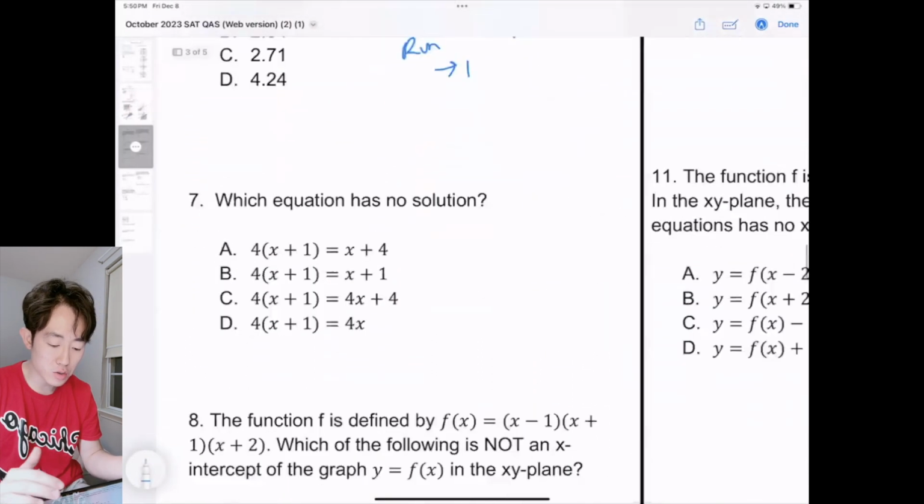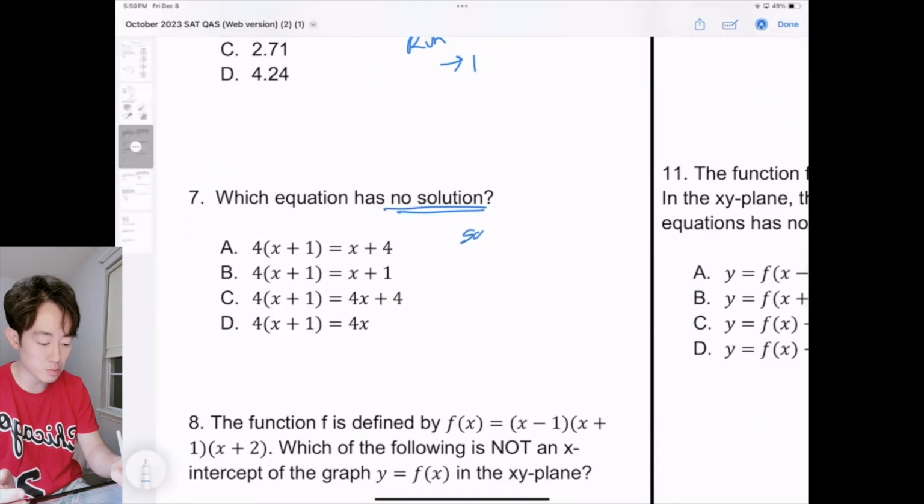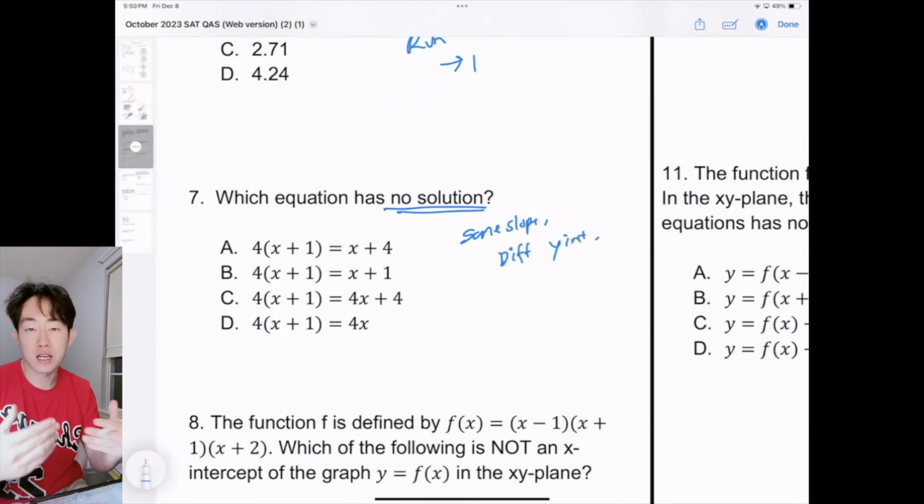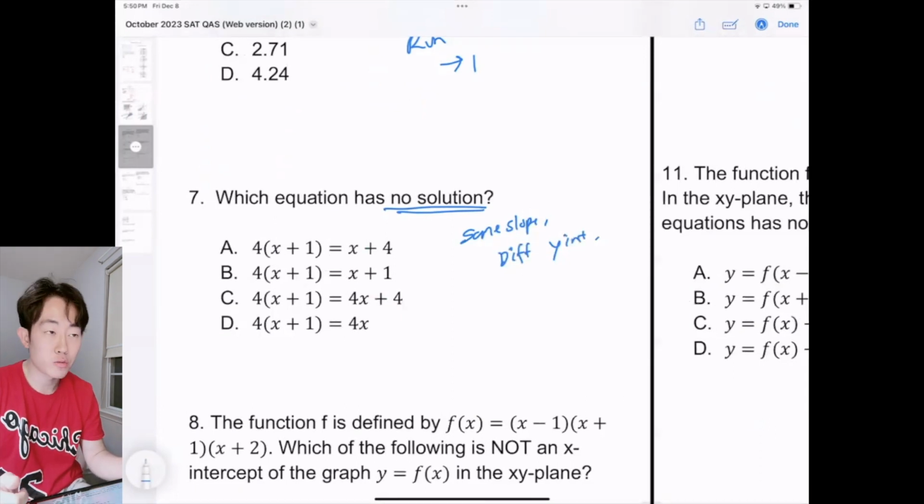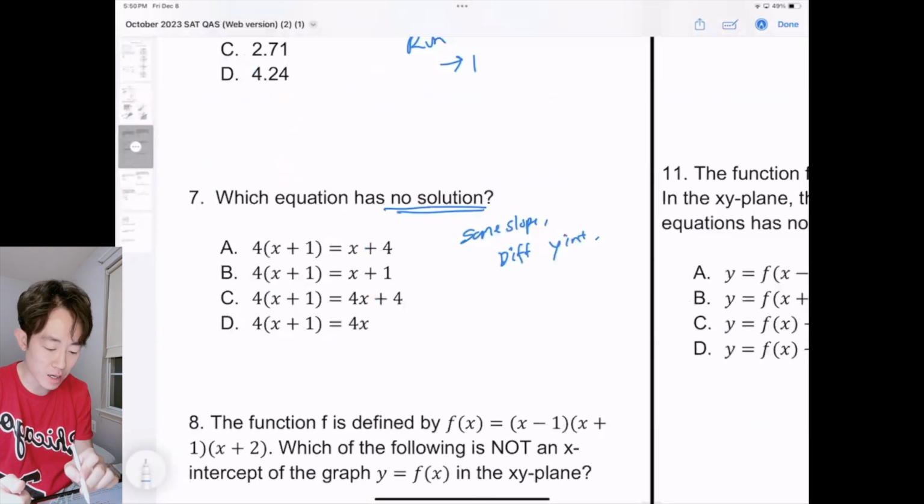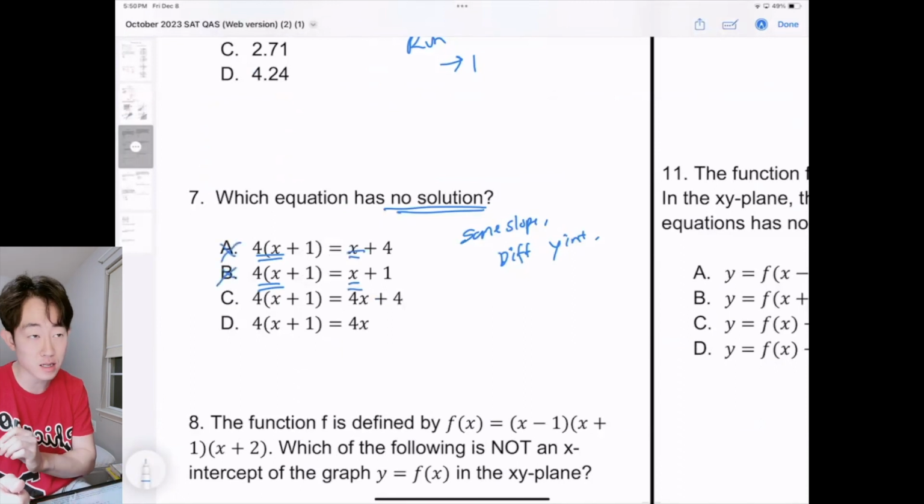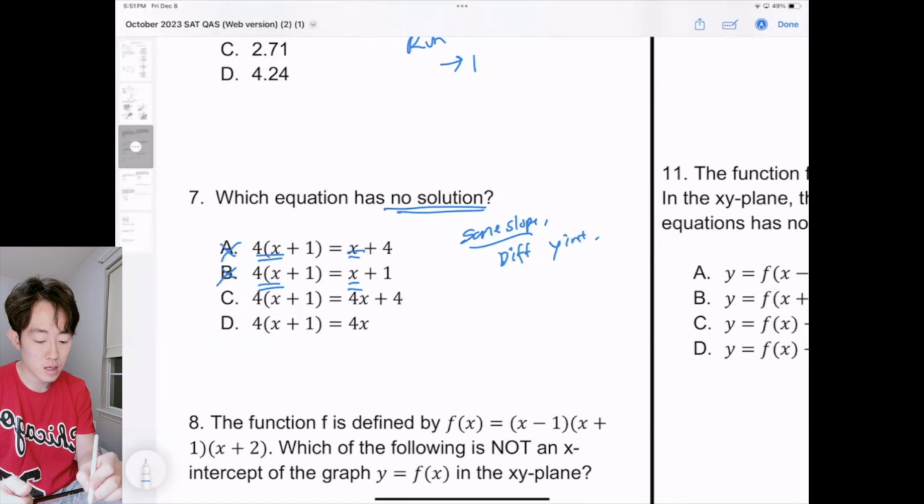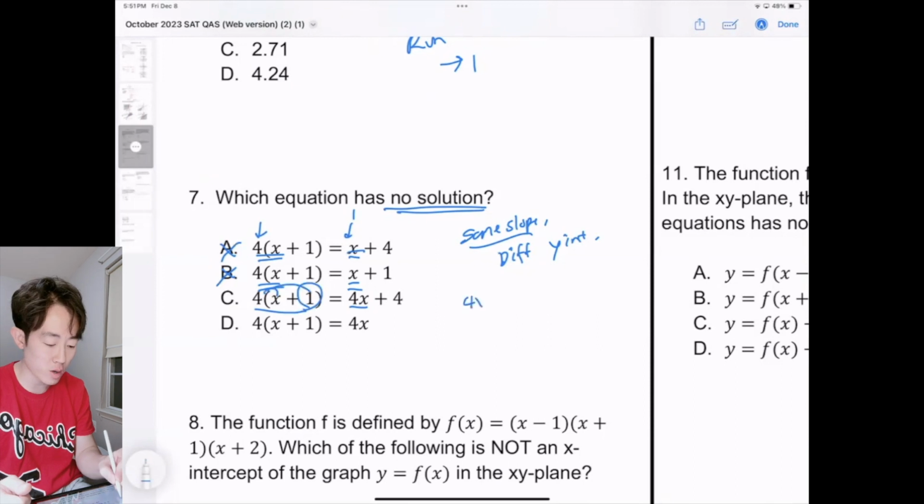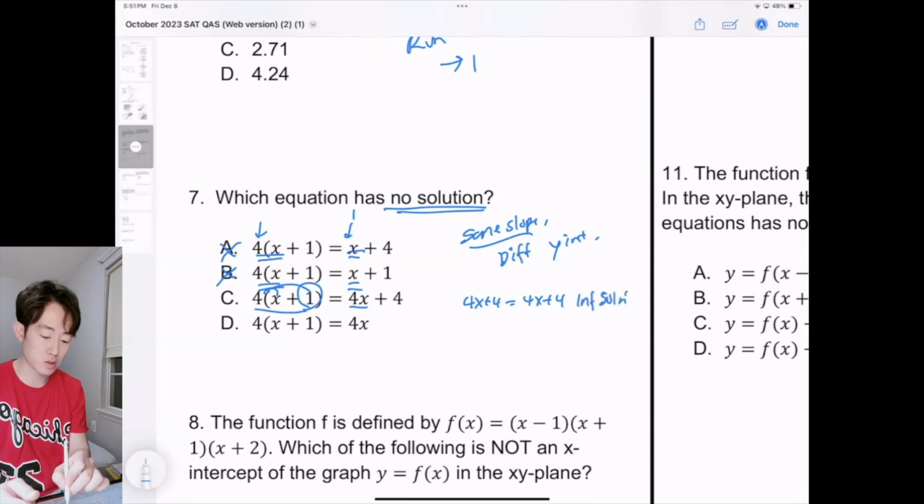Number 7, which equation has no solution? No solution means you have the same slope, different y-intercept. Or you can just go through these choices and solve one by one, but no one really has time for that. But I can already tell right away that this one will give you 4x on the left. This only has x, so A and B is not the case. It has to have the same slope. This one has a slope of 4 and this one has a slope of 1. Now, C has the same slope, but it also has the same y-intercept, because if you distribute the 4 to both x plus 1, you get 4x plus 4 equals 4x plus 4, essentially, which is called infinite solutions. We don't want that. So the only answer that's left is D.